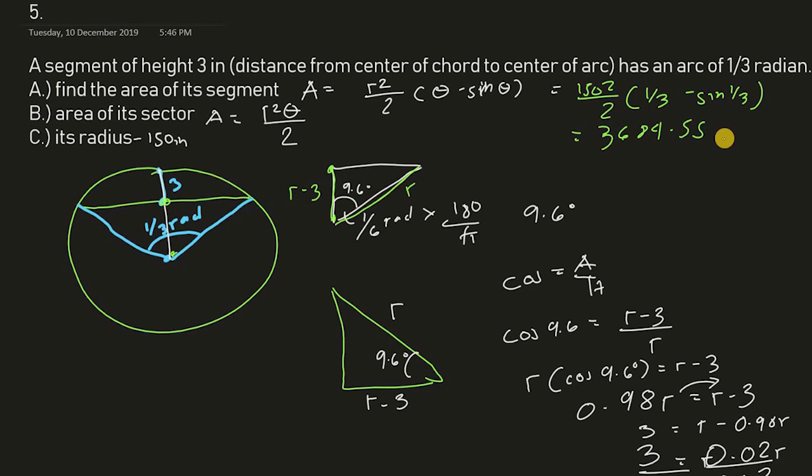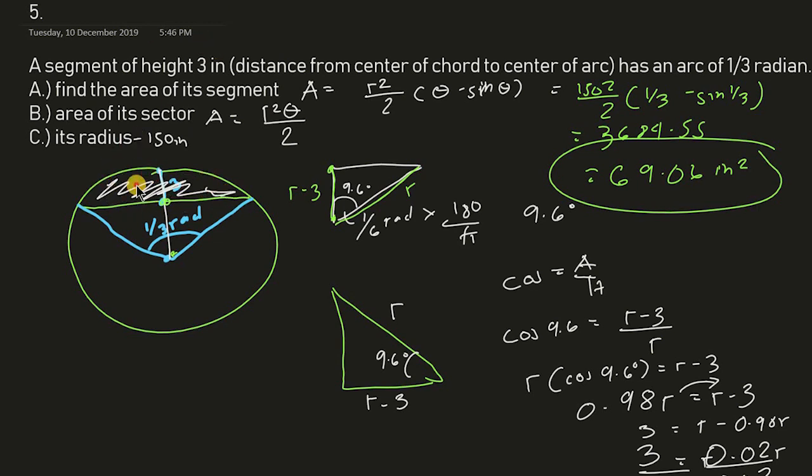Solve ko ulit to. That would be equal to 150 squared divided by 2 times 1/3 minus sine ng 1/3. Ang sagot ko ngayon na naka-radian mode is 69.06. Ito inches squared kasi area yan, guys. So ito, guys, this is the final answer for the area of the segment. The area of the segment is actually this part. This is the segment, yung part lang na to.